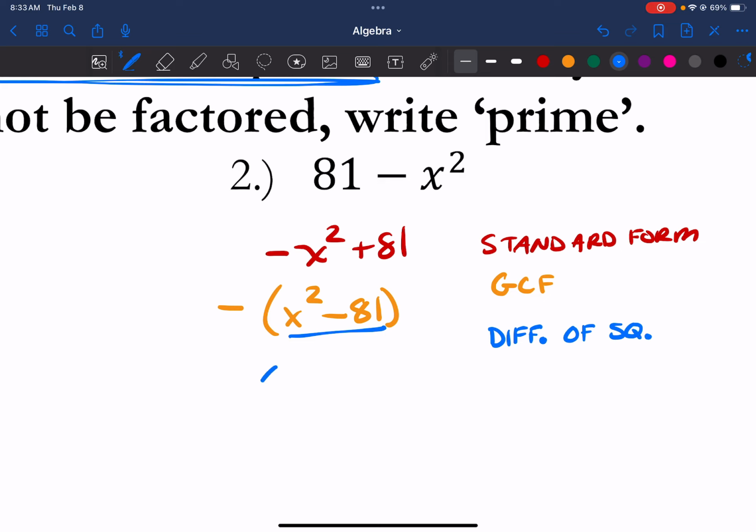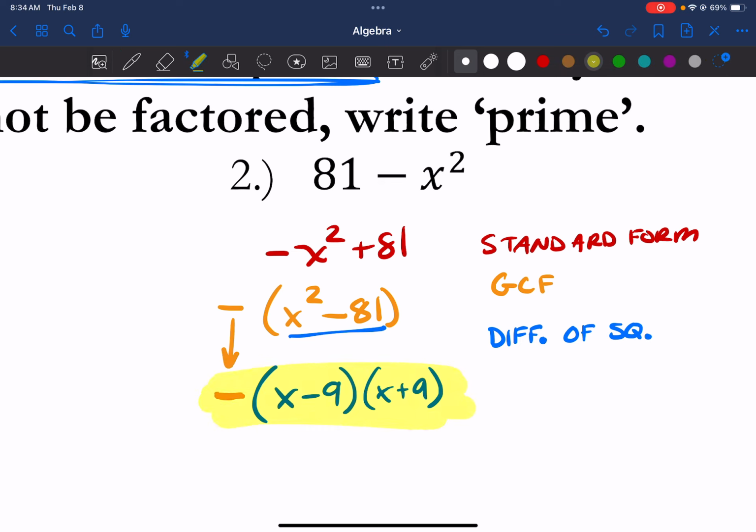So sometimes it helps to take out that GCF to make the leading coefficient positive. So between our difference of squares, I get an x minus 9 and an x plus 9. And I need to bring my GCF down. It doesn't just go away. You have to bring it down in your final answer. So you need to be careful with that.